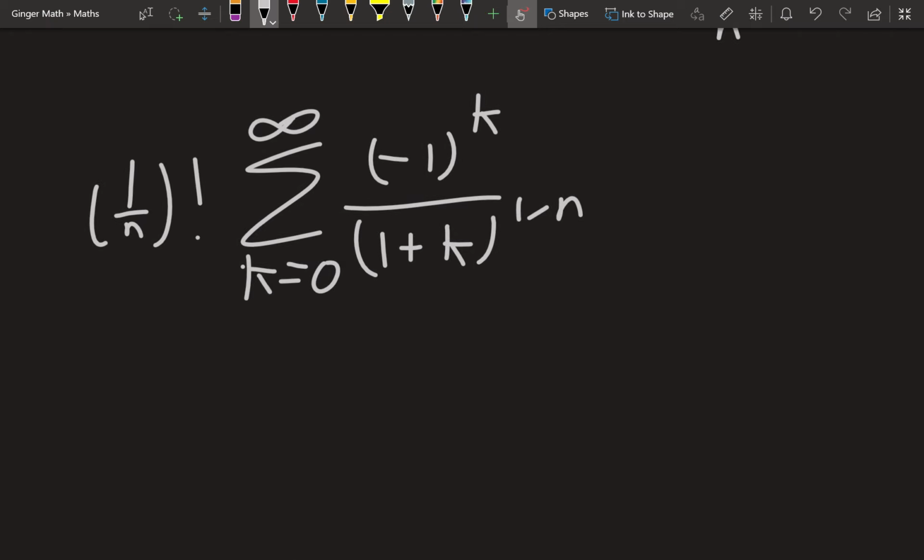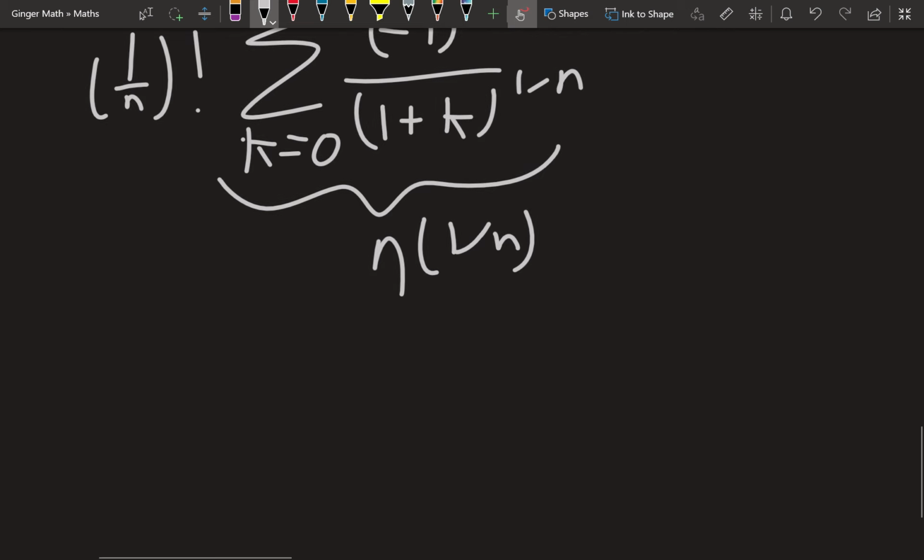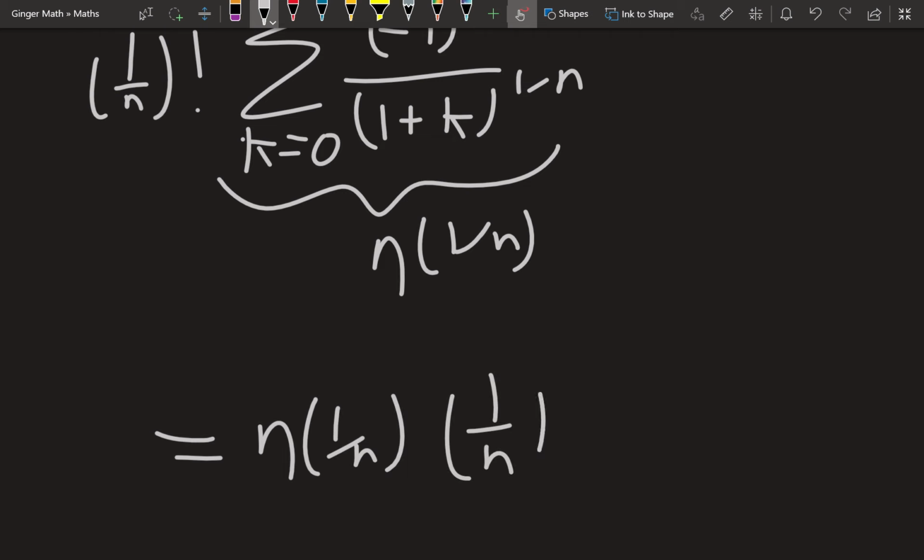Now, this little thing right here might look familiar to some of y'all, or not. I don't know. But this right here is just the eta function of 1 over n. Which is really cool because it allows us to express it as a nice combination of functions. So our total integral here actually just equals eta of 1 over n times 1 over n factorial, which is really cool. But I don't really want to leave it there.